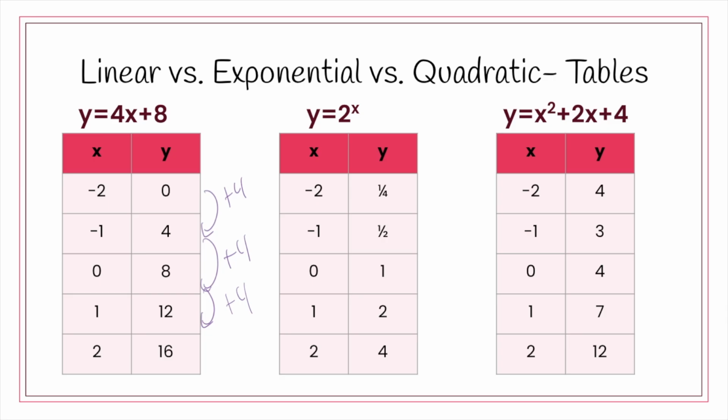I'm going to raise 2 to the negative second. That's going to give me 1/4. To the negative first is 1/2. 0 to 1, 1 to 2, 2 to 4. So it's going to increase exponentially.